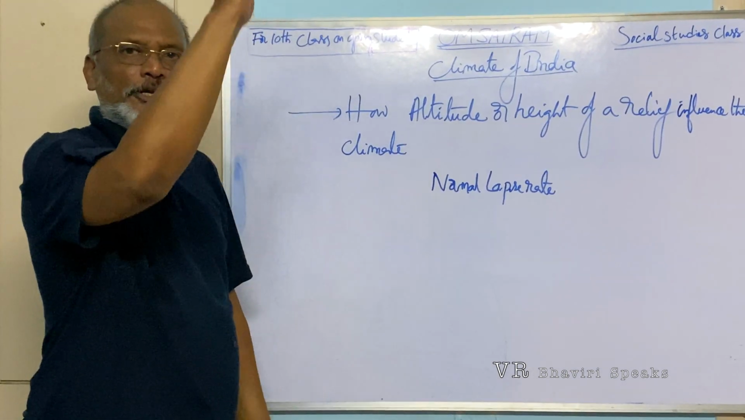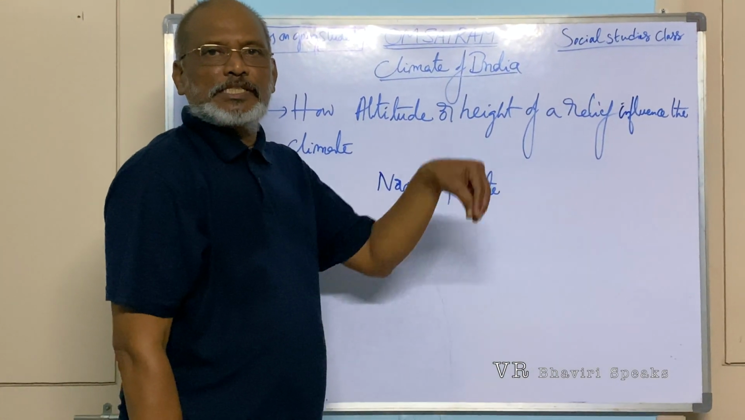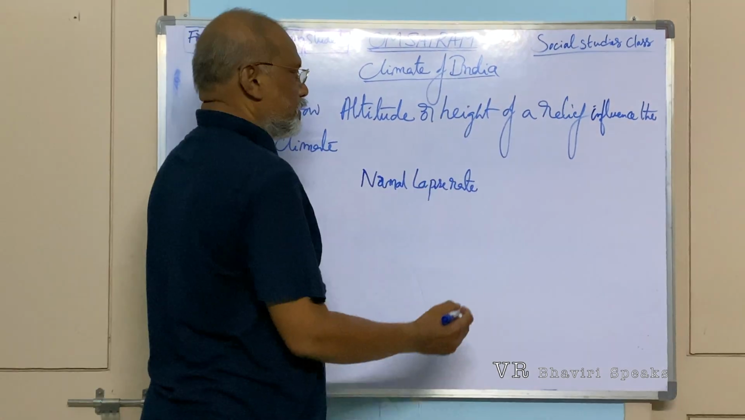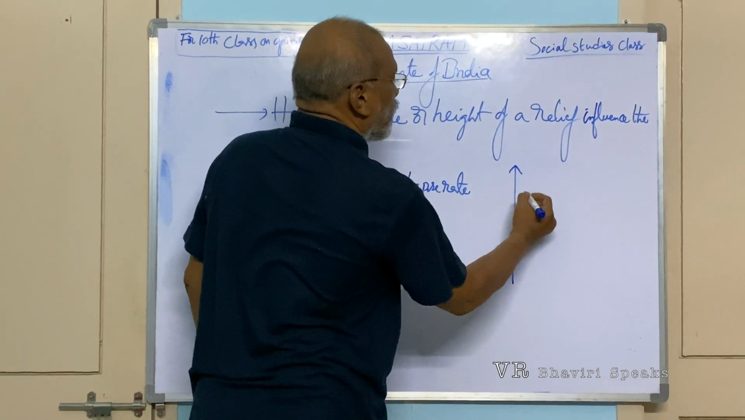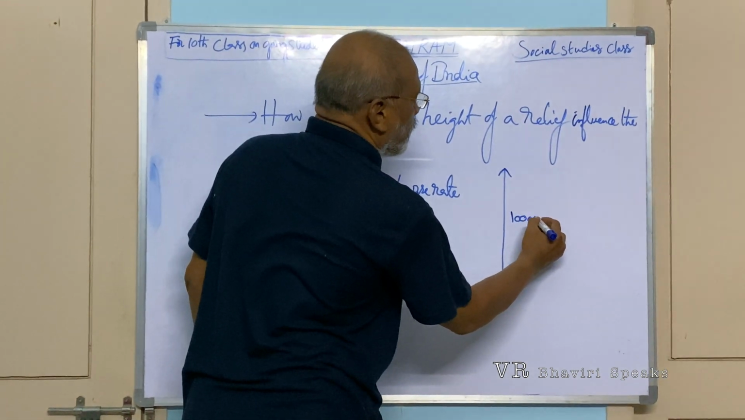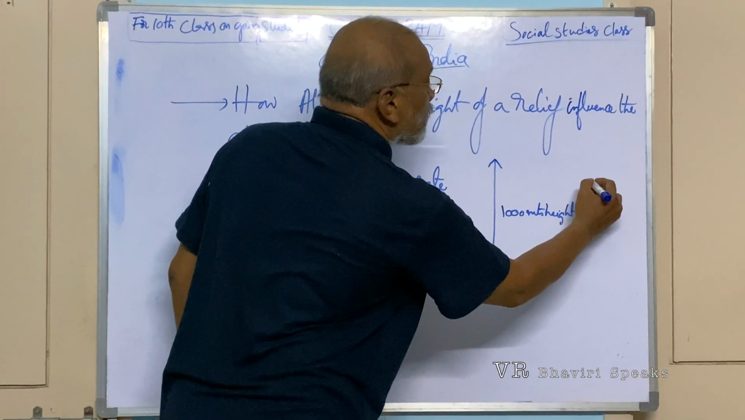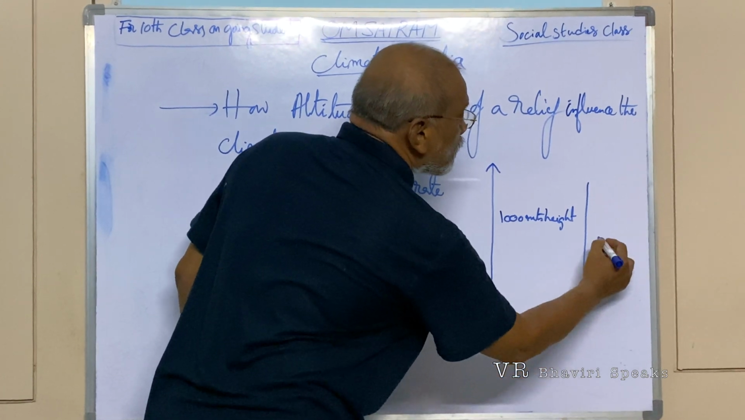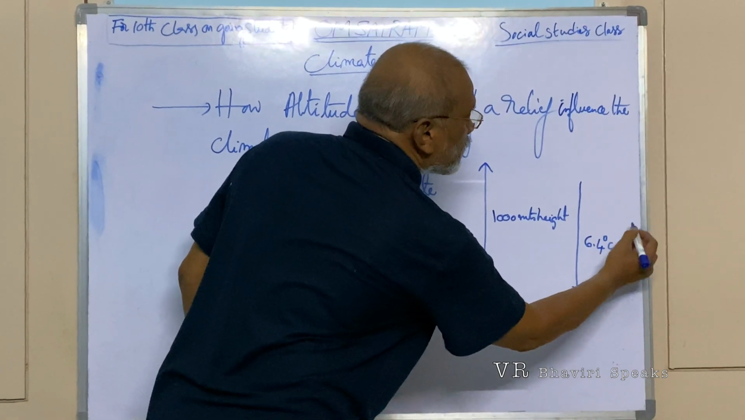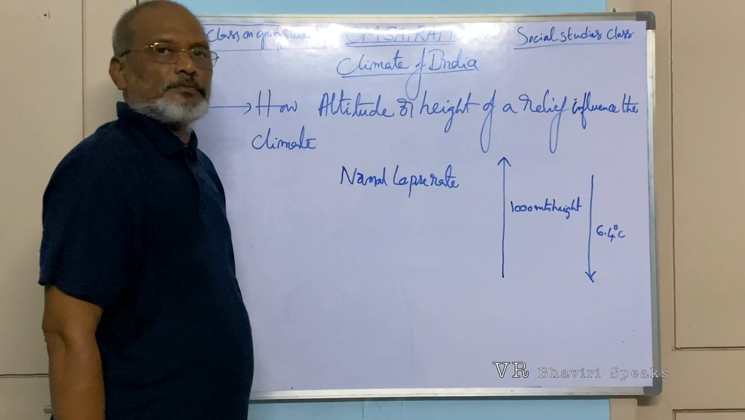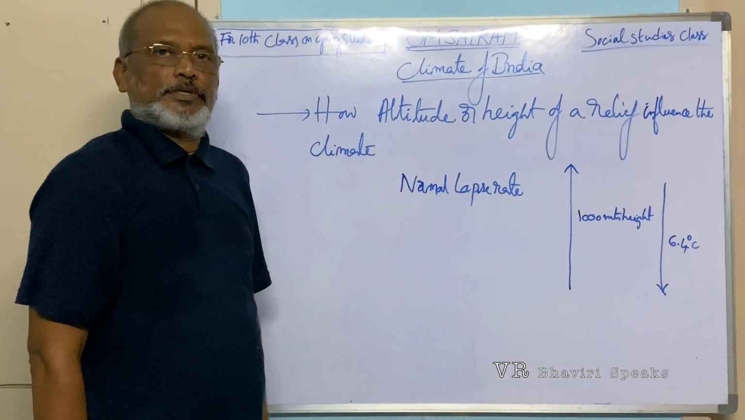When you go to the higher altitude, for every 1000 meters, 6.4 degrees centigrade temperature decreases. For every 1000 meters height, 6.4 degrees centigrade temperature declines or falls. This is what we call as a normal lapse rate.